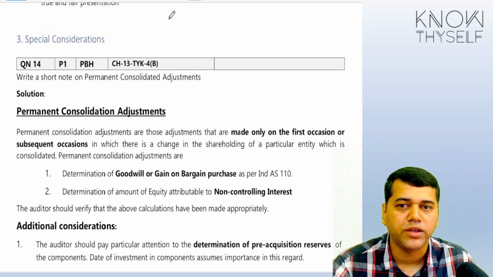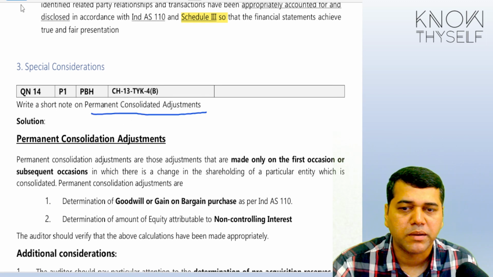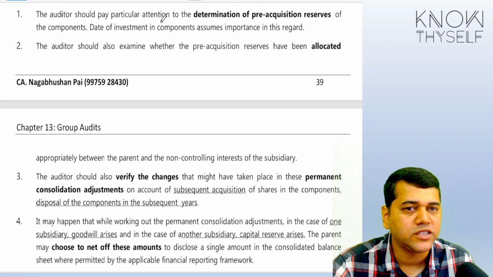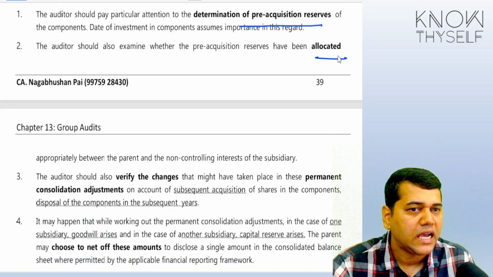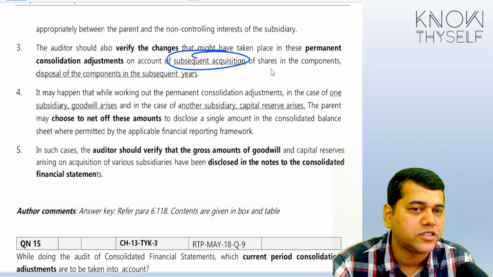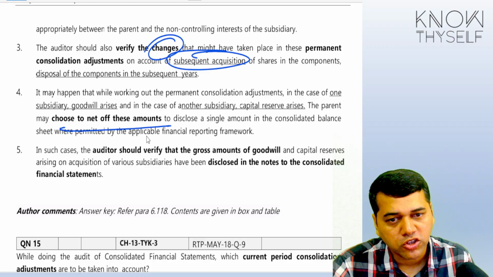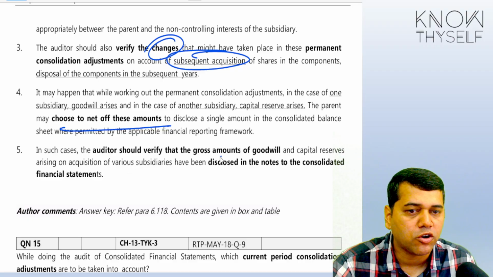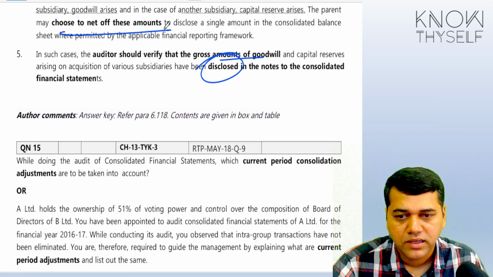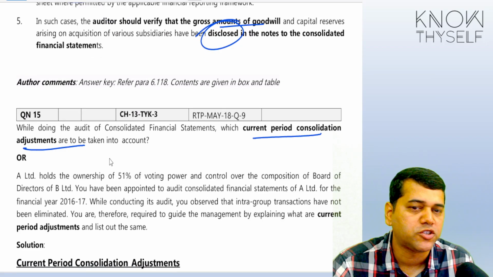There is one more here. Write short notes on permanent adjustments. Very easy. Permanent adjustments can take goodwill or NCI. Your additional consideration is your pre-acquisition reserve, allocation of the pre-acquisition reserve, additional subsequent acquisition of the shares and changes in their equity. And have you shown on the gross basis or net basis, whether the gross is properly disclosed? Easy. Now, while doing the audit of CFS, which current period consolidation adjustments should be taken into account?